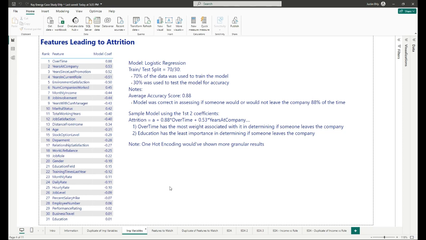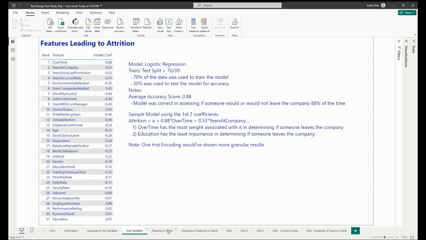And just to further explain the coefficients, if you think about y equals mx plus b from back in math class, in this case, attrition would be your y, a would be your b, that's your intercept. And the rest of it is just the mx expanded. So 0.88 times the overtime value, 0.53 times years at the company, and you just follow it on down the line. It's a pretty basic concept to develop the formula.